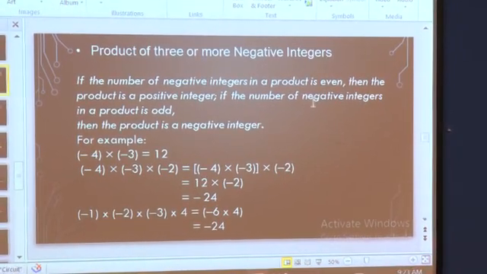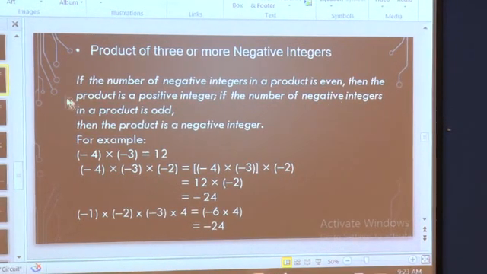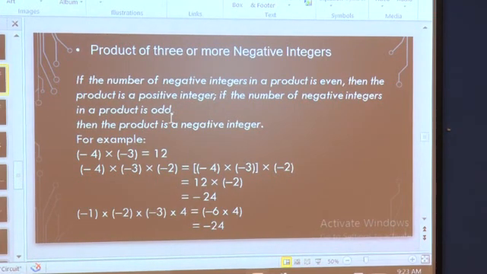If the number of negative integers in a product is odd, what is odd? If the negative integers are 1, 3, 5 times or whatever, we get the answer as a negative integer. Then the product is a negative integer when it is an odd number of times.